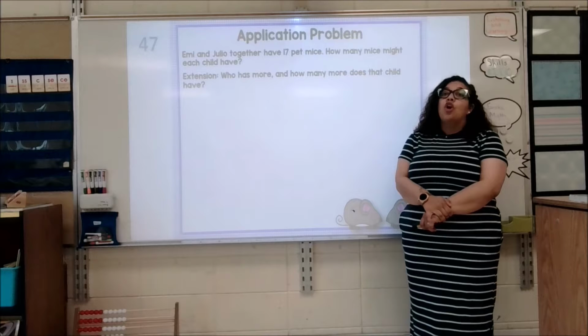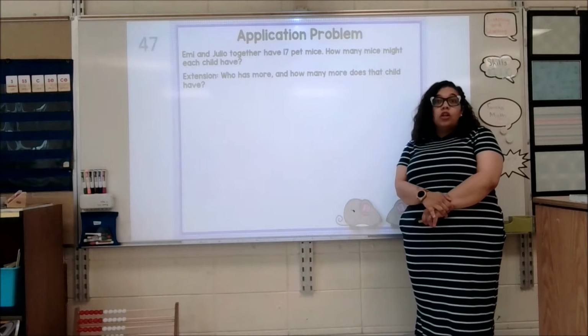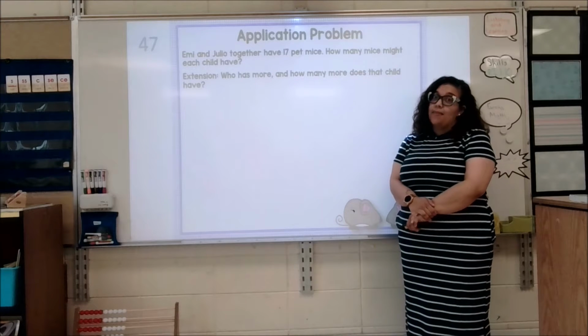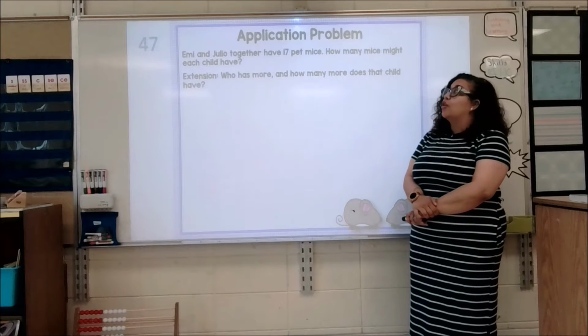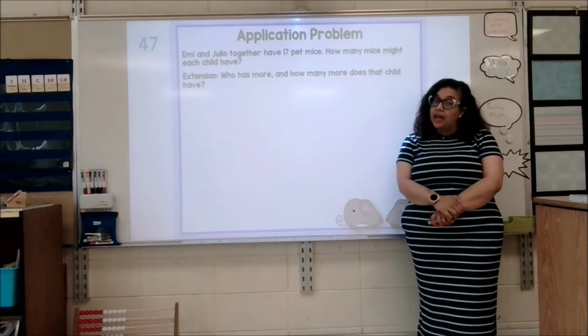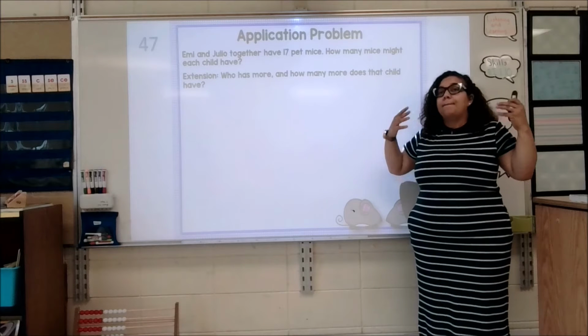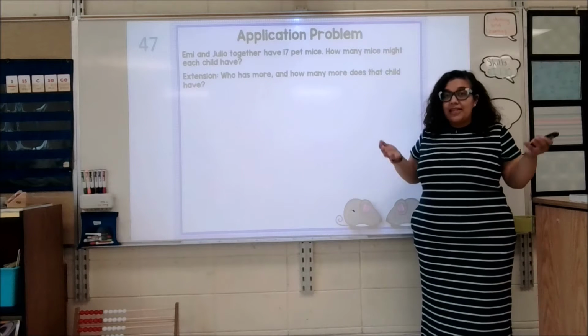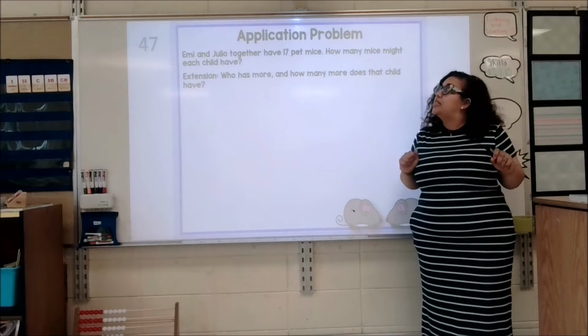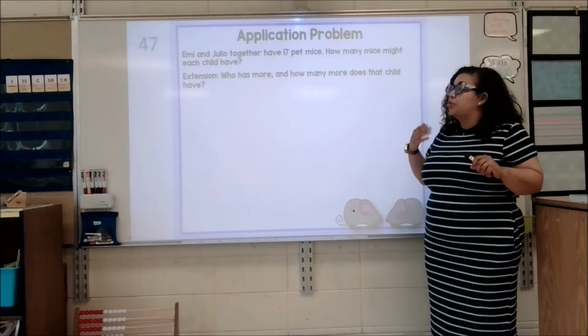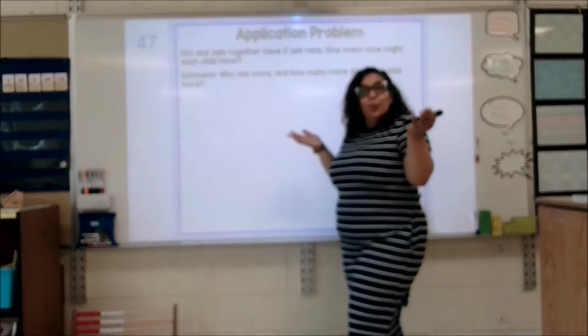And I'm going to tell you right now, there are multiple correct answers. I'm only going to show you one correct answer that I picked. But there are several different correct answers. So go ahead. Don't worry about this sentence here. We're not doing the extension. Go ahead and come up with a possible right answer to how we can split these 17 pet mice between Emmy and Julio.